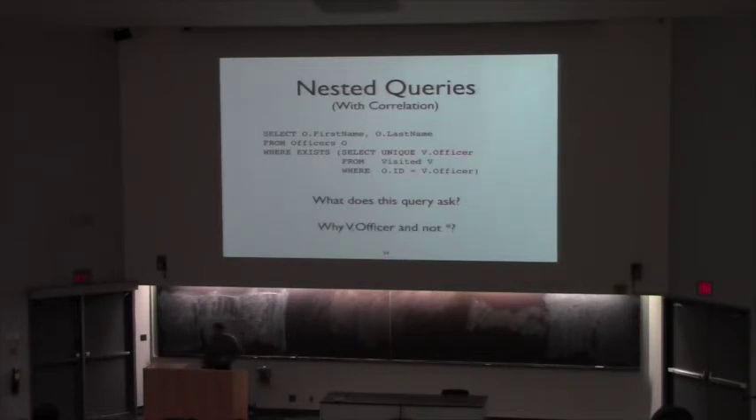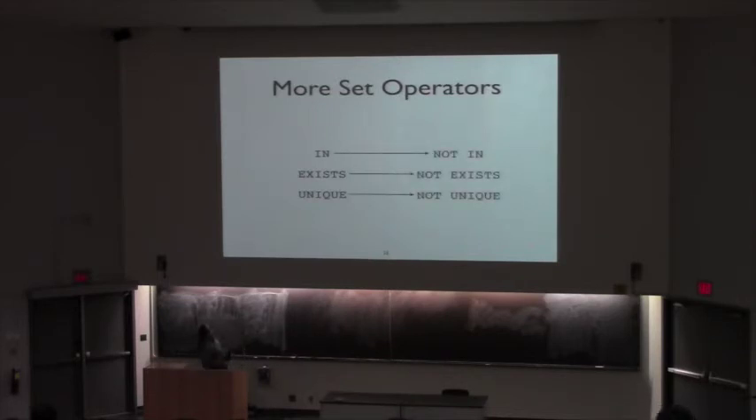Now here's another variant on this. Why is it B.officer in the target list rather than star? So what would happen if I had a star there? Okay, so multiple visits to different planets would be unique. Yeah, so in that case you'd be asking which officer has never visited the same planet more than once. Good. Okay, so each of these operators has a counterpart. In has not in, exists has not exists, and unique has not unique.